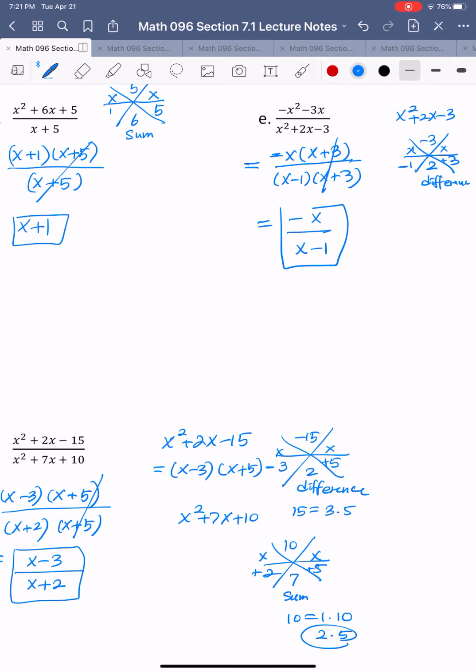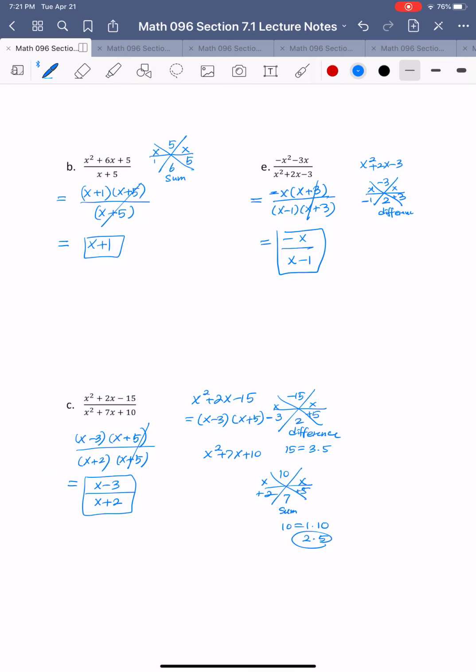So this is how you simplify rational expressions. All right. Hope that helps.